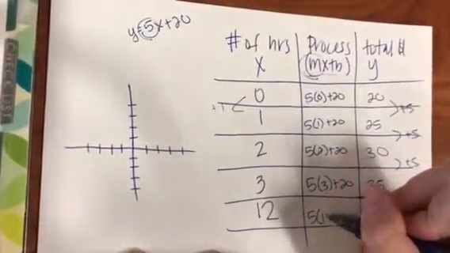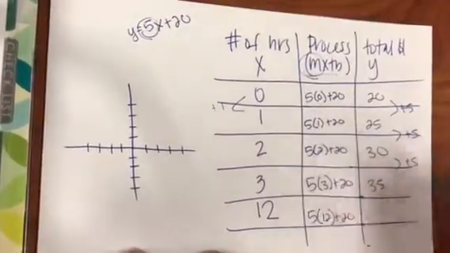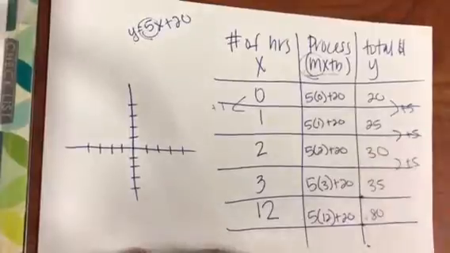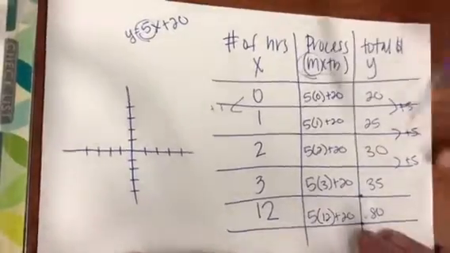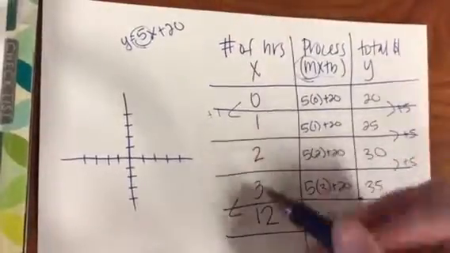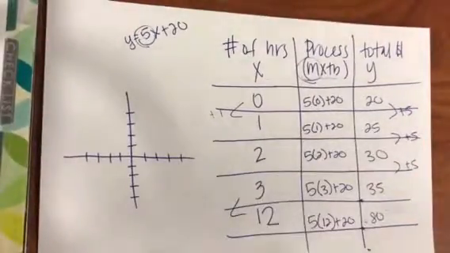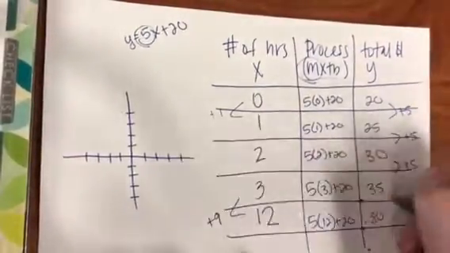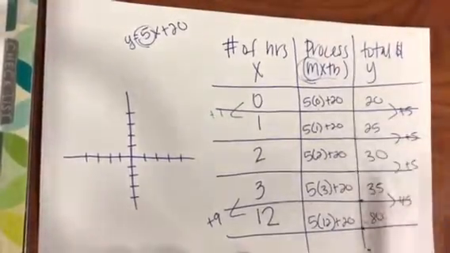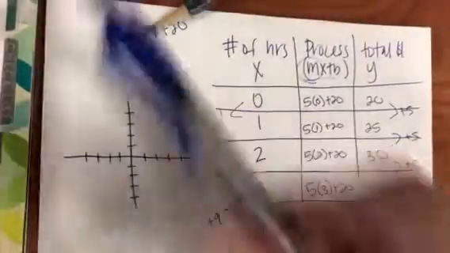So if she works 12 hours, 5 times 12 is 60 plus 20. 80. So she has $80. It's going to take her a while to get that iPhone. Is it okay that the table jumped from 3 to 12? It is, because what is the change from 3 to 12? It's 9. What's the change from 35 to 80? It's 45. If you actually divide this out, 45 divided by 9 is actually 5.